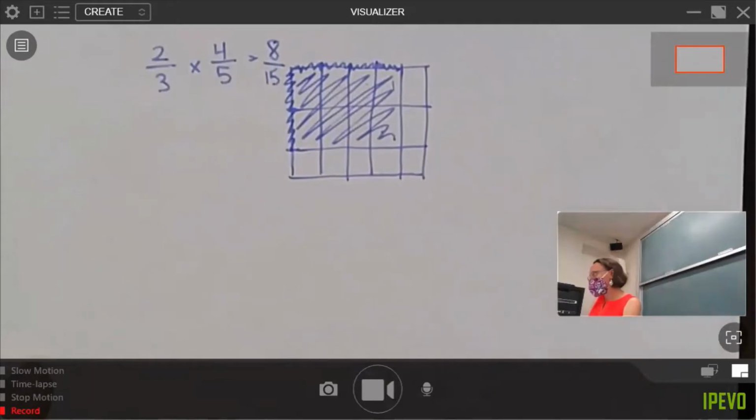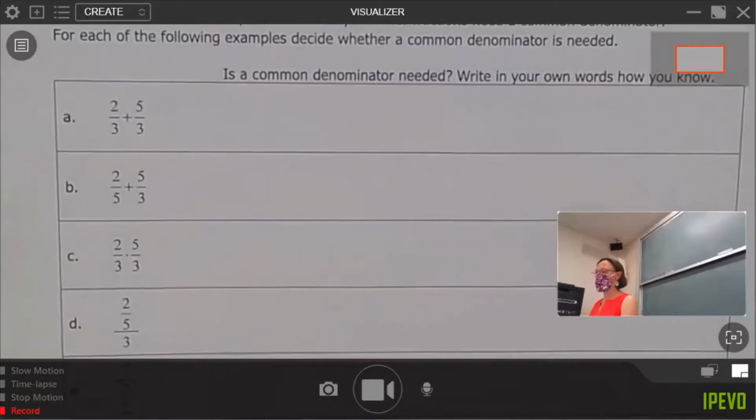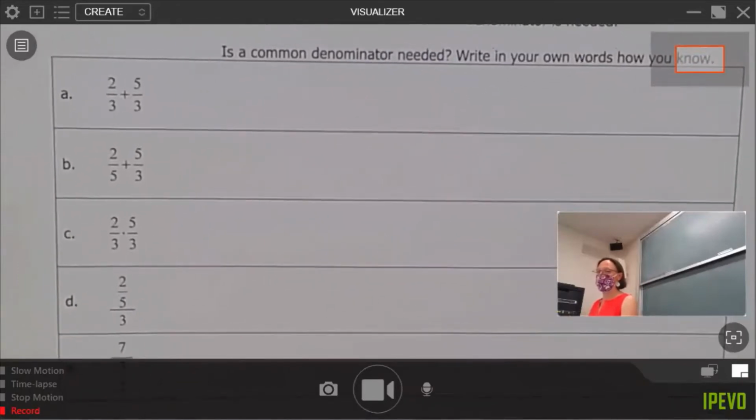Okay, now let's go back to my lovely handout. Or boring handout, I don't know. But one of the first things that we need to be able to identify when we're looking at some problem that has fractions is, do we actually need a common denominator or not? So just really quickly on your paper, I will let you roll through and see which of these you think needs a common denominator? We'll just go A through D for a second here.